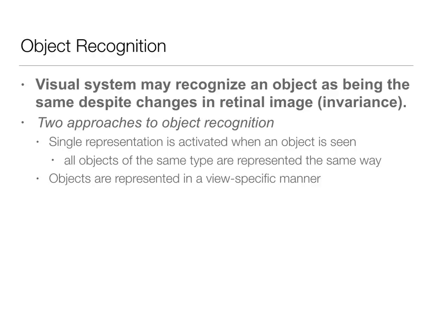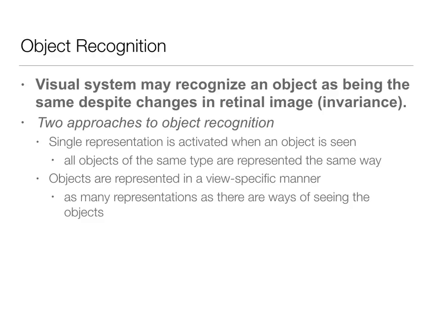The other way that we talk about this is that objects are represented in a view-specific manner. This is that there are as many different representations as there are ways of seeing an object. So you have a representation of the side view of a chair, a representation of the top view of the chair, and a representation of the bottom side of the chair. Again, these are the two different approaches that have been proposed on how the visual system does this. We have the idea that a chair is a chair is a chair, and that representation is going to be the same. That's the single representation view. And then we have the view-specific manner, where the view really does matter, and we're going to have a different representation for every angle that we can look at that chair.